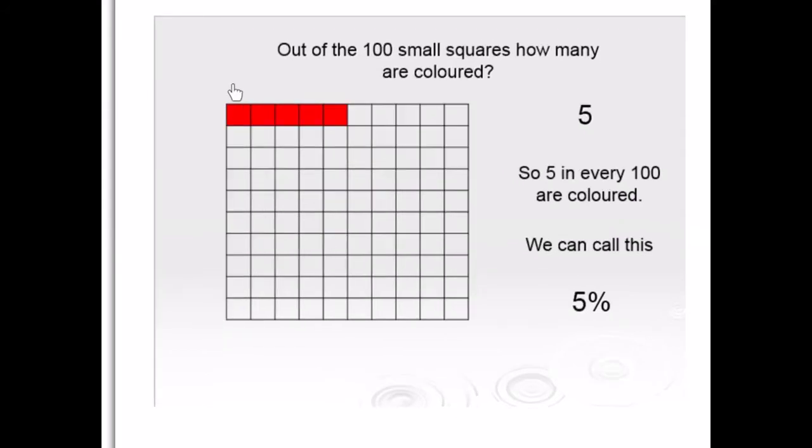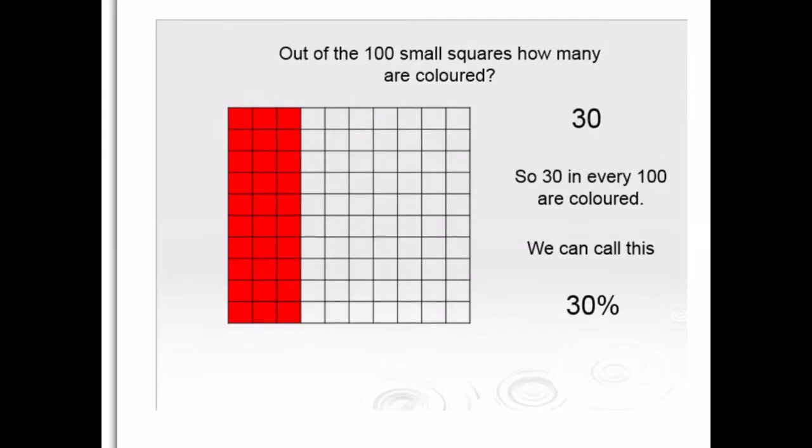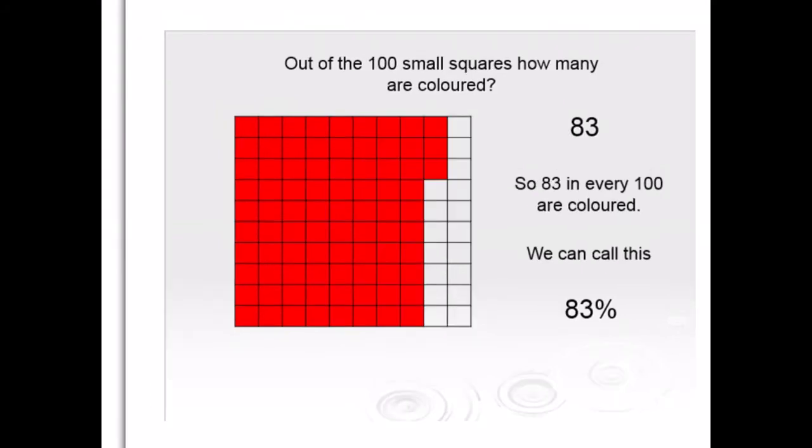On this one, we've only got the 5 squares coloured in, so 5 out of 100, making 5% being coloured. And in this grid, we have 1, 2, 3 rows of 10 coloured, which is 30. So 30 out of 100 is 30%. On this grid, if we go counting tens again, 10, 20, 30, 40, 50, 60, 70, 80. 1, 2, 3. So 83 out of 100 are coloured, leaving 83% coloured in.